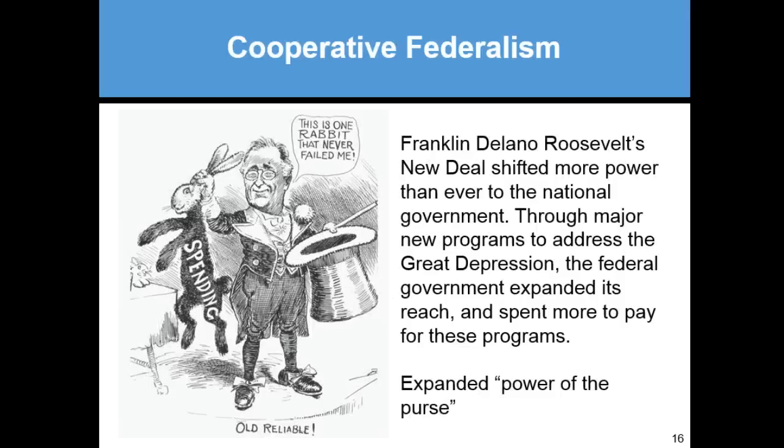Franklin Roosevelt and his New Deal was responsible for shifting more power than ever to the national government through the power of the purse. Through major new programs that addressed the Great Depression, his federal government policies would be used to expand the reach of the national government, and we spend a lot more money on these programs starting in the 30s, and we see them today because the states become addicted, like crack cocaine, to the federal spending on grants, categorical grants. So it expands the power of the purse.